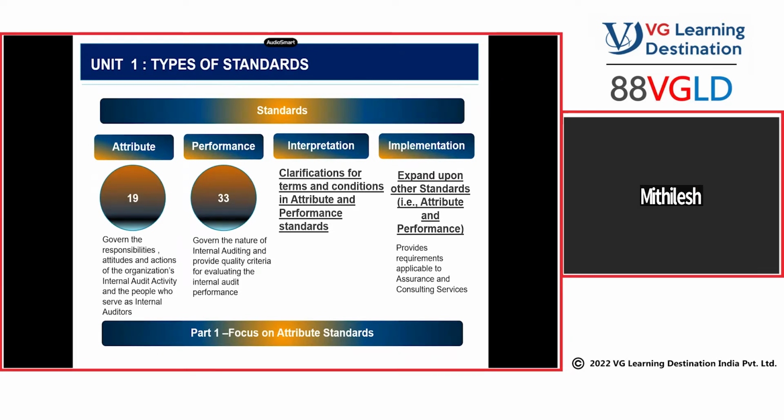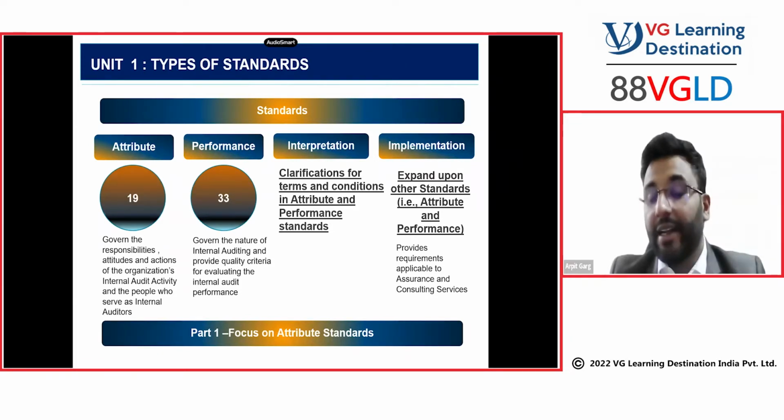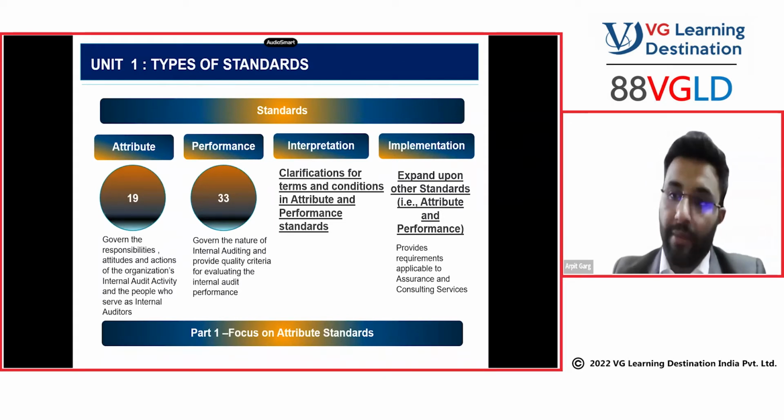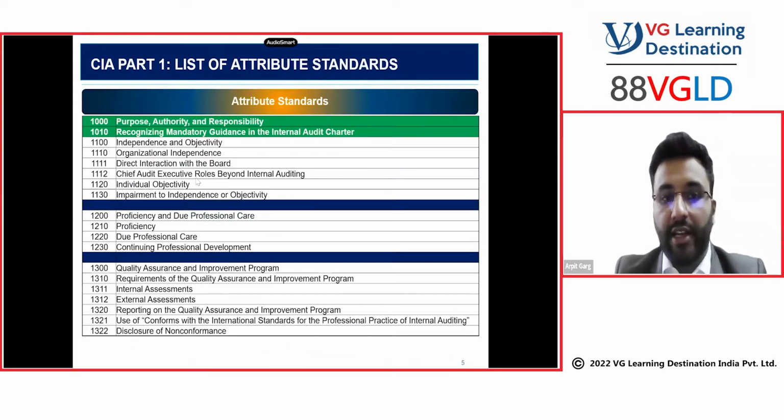Yeah. So basically, Mithilesh, what it's saying is that implementation standards will tell the exact requirements. So let's take an example here. Let's say the attribute standard says direct interaction with the board. So it will say that the CAE should have a direct interaction with the board.